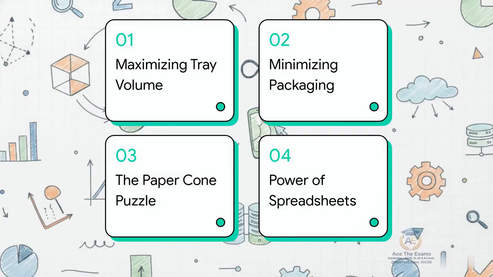Okay, so let's dive into our game plan for today. We have 4 distinct optimization challenges to conquer. First, we'll look at maximizing tray volume. Second, we're going to flip the script and look at minimizing packaging. Third, we'll tackle what I like to call the paper cone puzzle, which brings in some really cool 3D geometry. And finally, we'll wrap up with the power of spreadsheets, where we let technology do the heavy lifting for us.